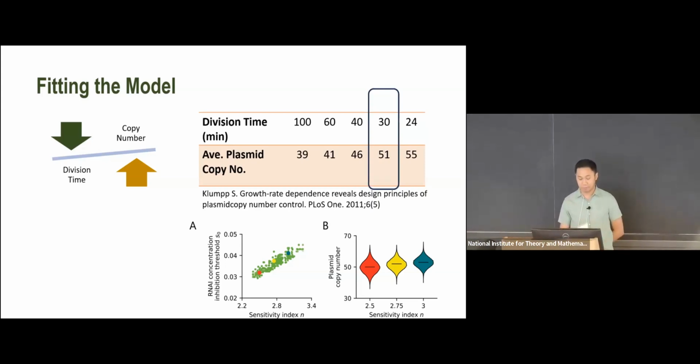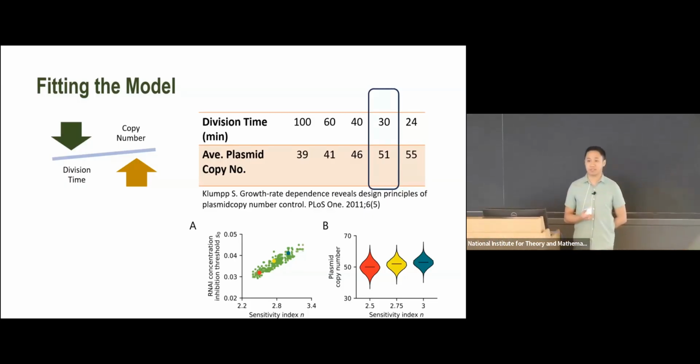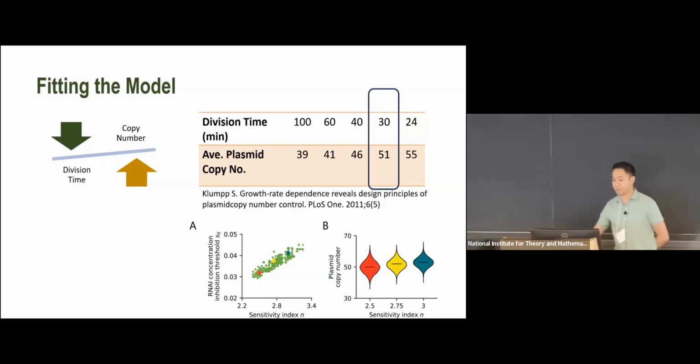Okay. Now, by the way, I wasn't able to say this, but other parameters in the replication model also change with division time. Included here are the transcription rates for RNA2, RNA1, and the volume of the cell. They also change with respect to division time.